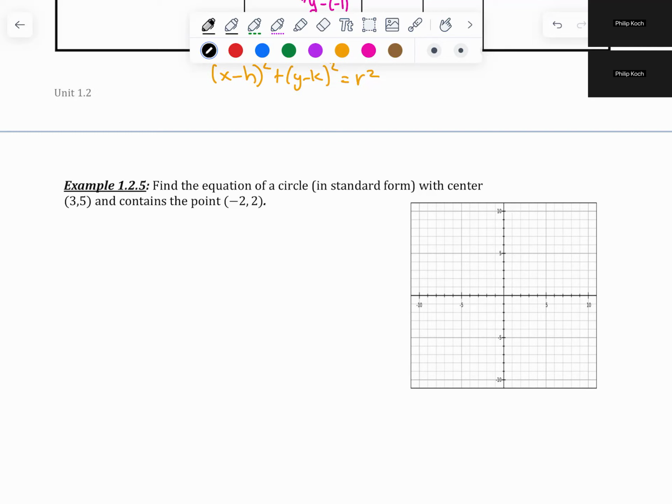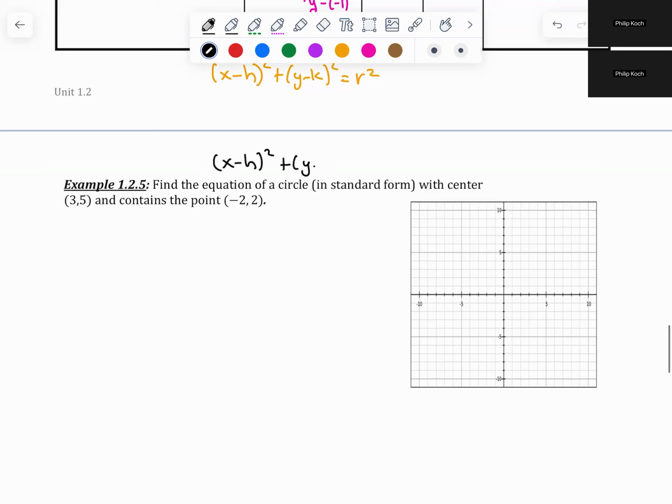Especially if you remember the key thing with mathematics: if you're stumped on a problem, try and write down the things that you know. So it says find the equation of a circle in standard form. So we know that the equation of a circle in standard form is x minus h quantity squared plus y minus k quantity squared equals r squared, where h comma k is the center. Do I have the center? Yes, I have the center. The center is 3, 5, which means that h is equal to 3 and k is equal to 5.